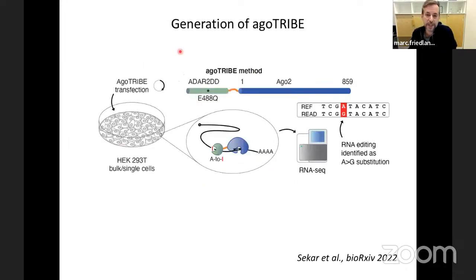So what we've been doing is exactly this. We fused the deaminase domain of ADAR2 to Argonaute. We transfected this construct into HEK cells, and then we applied bulk or single cell sequencing to look at where we find these A to G conversions in the resulting sequencing data.